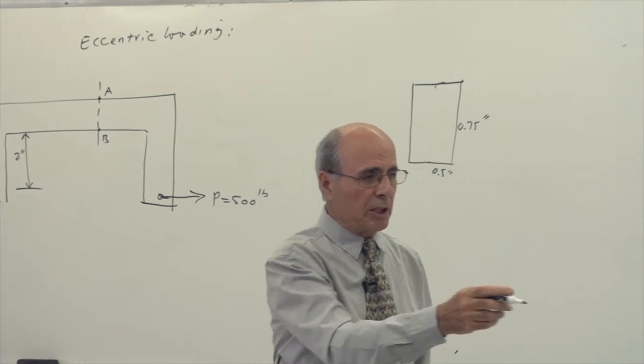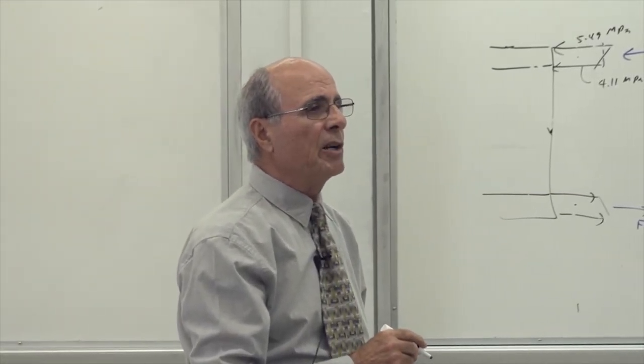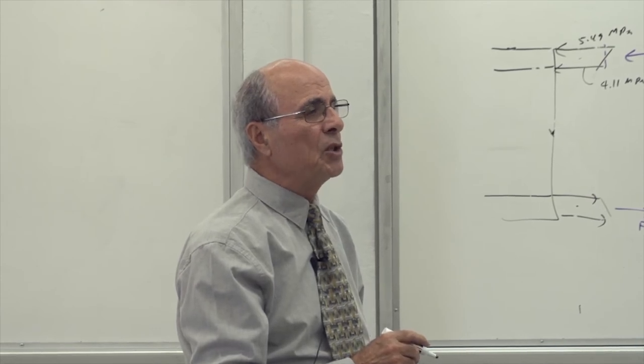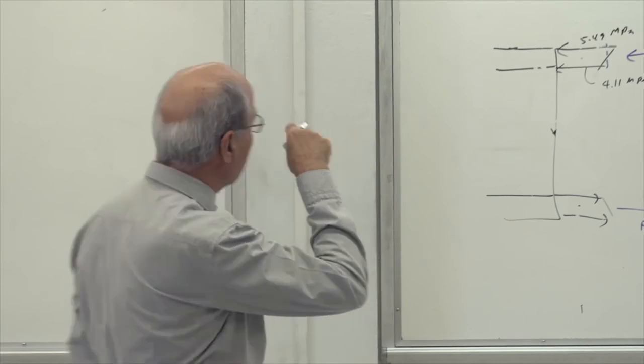Did you see the equations I gave you? One was sigma equal to what? P over A. The other one, sigma equal to MC over I. They are of the same type, so we have to add them together. Is that understood? Okay, fine.